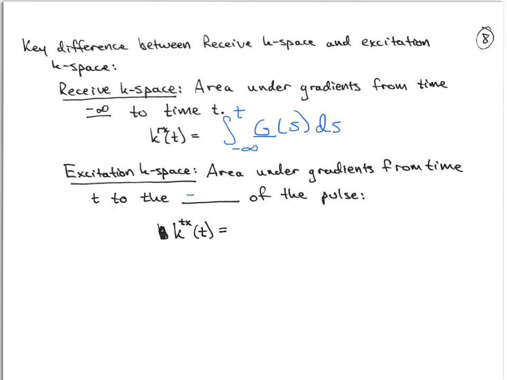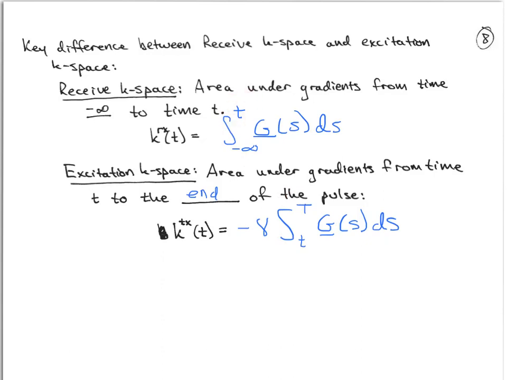So this is the fundamental difference, and it's really in the limits of integration of the gradient waveform that the difference lies. So k tx of t, tx standing for transmit, is equal to the integral from small t to capital T of g of s ds. Right? So capital T here again is the end of the pulse, or the time point at which we are going to observe all the excited transverse magnetization. And this is the expression for that, right? So the fundamental difference between the transmit and receive k-spaces is that transmit k-space is the integral of the gradient from the current time point to the end of the pulse, whereas receive k-space is the integral of all the gradient up to the current time t.